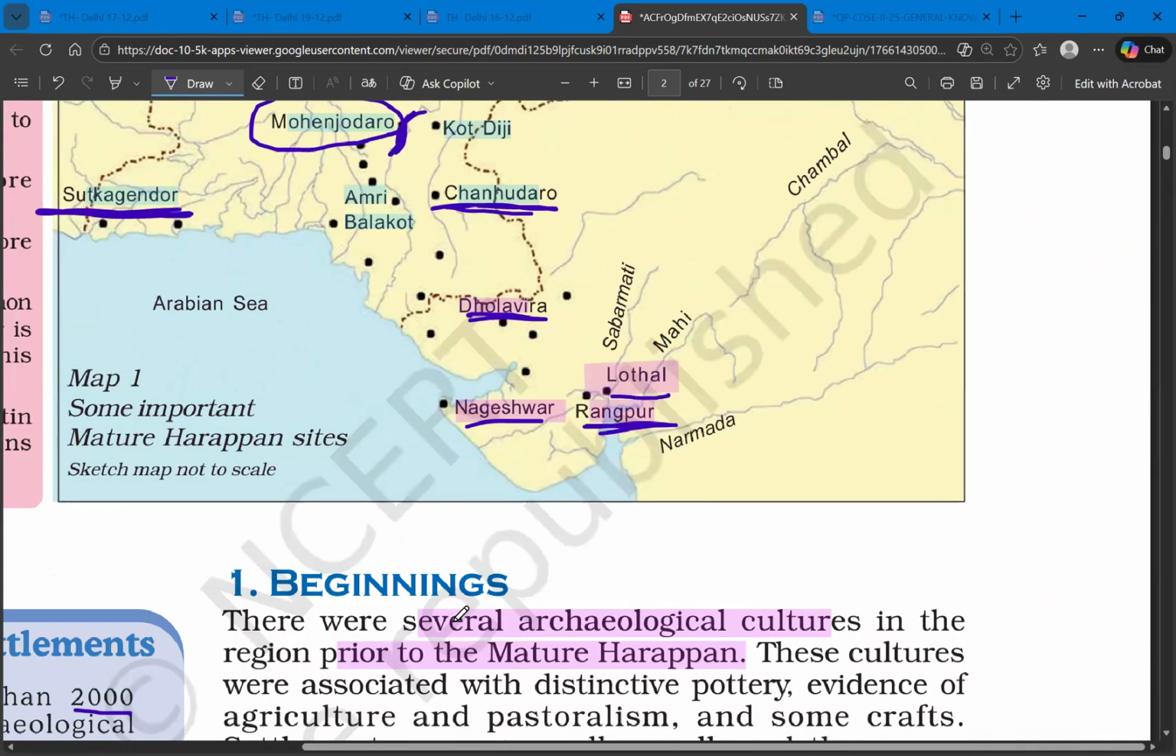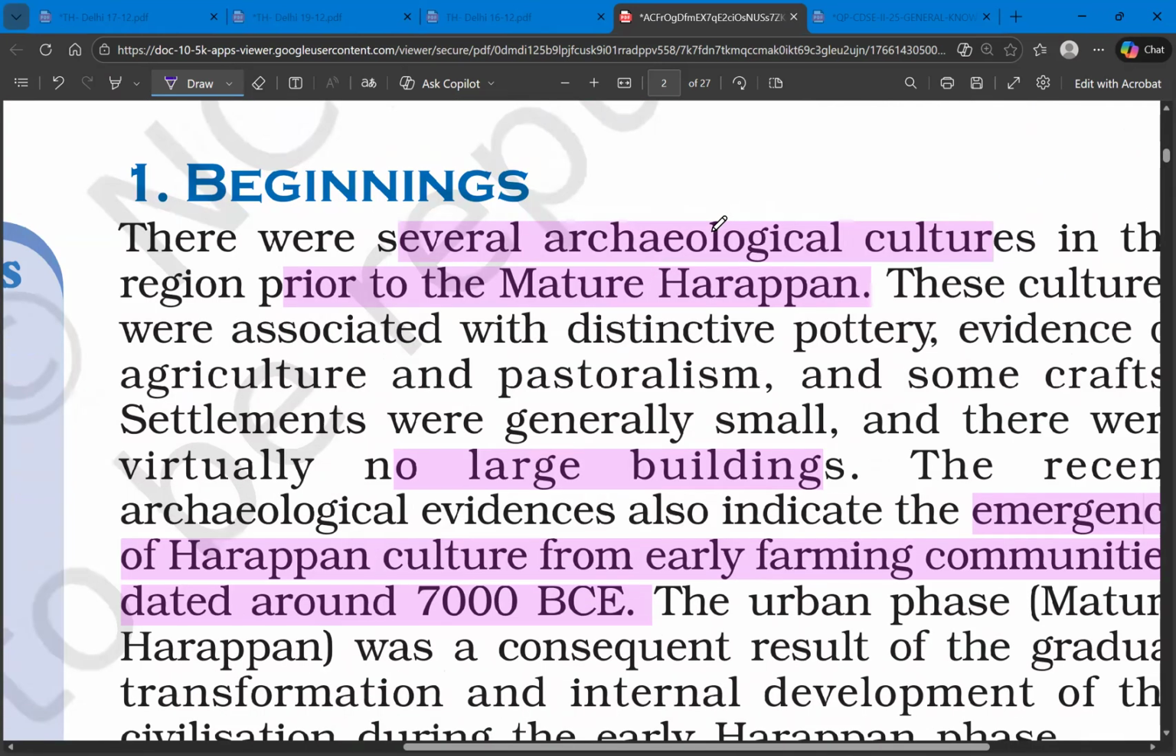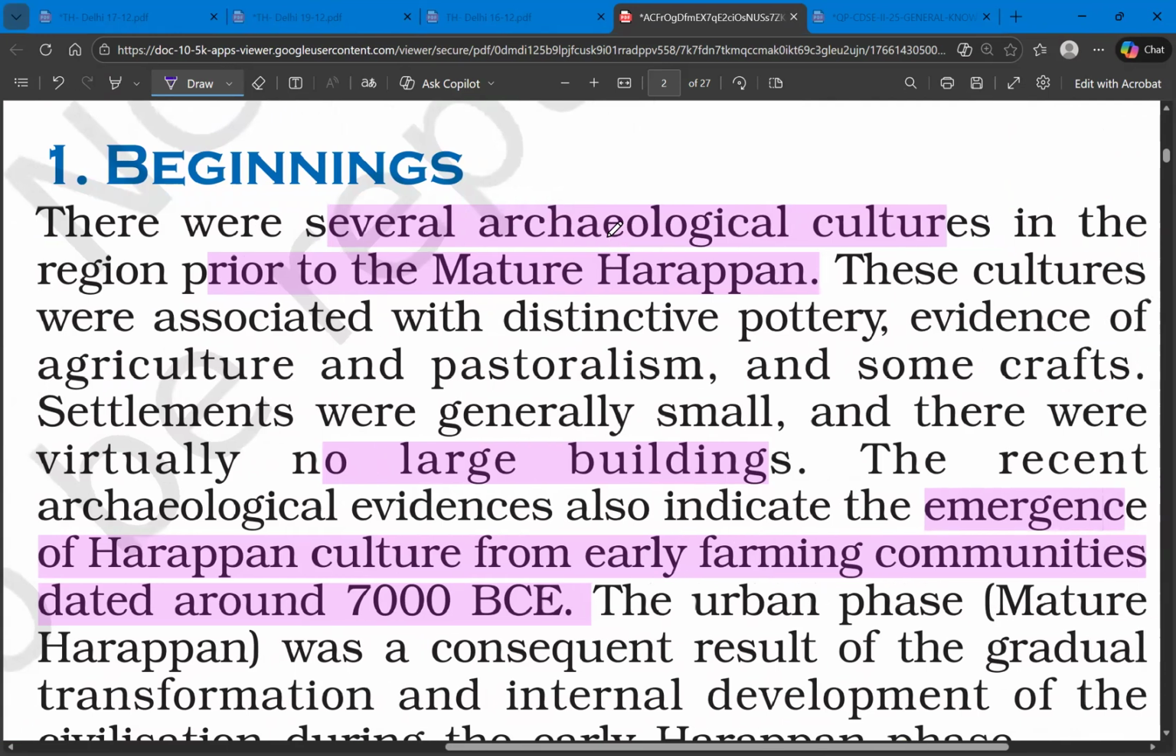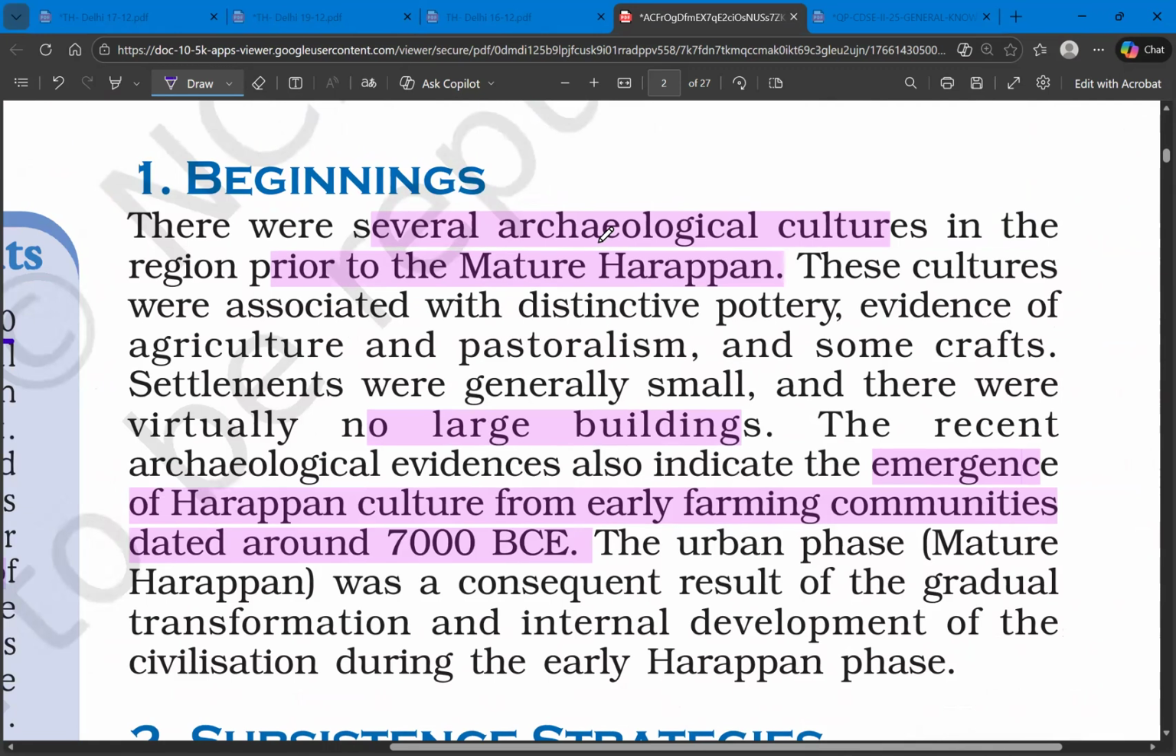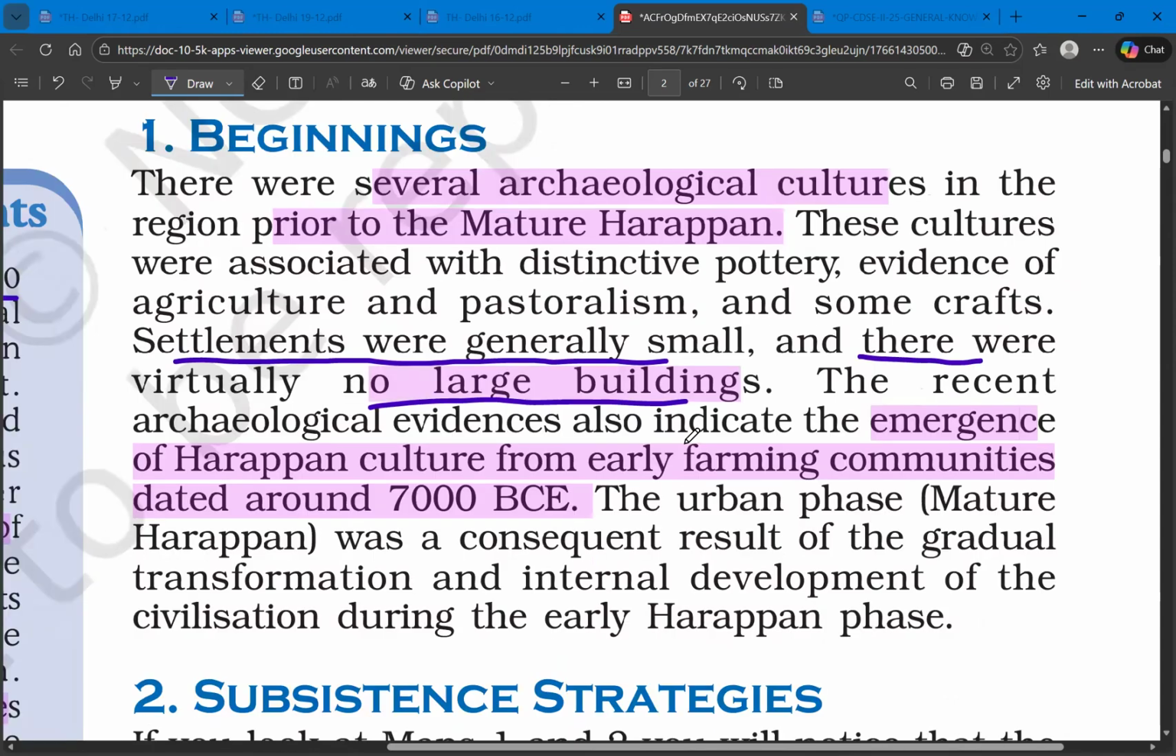Next. There were several archaeological cultures in the region prior to the mature Harappan. What is the mature Harappan phase? That is from 2600 BCE to 1900 BCE. These cultures were associated with distinctive pottery, evidence of agriculture and pastoralism, and some crafts. Settlements were generally small, and there were virtually no large buildings. So in the beginning, there were no large buildings.